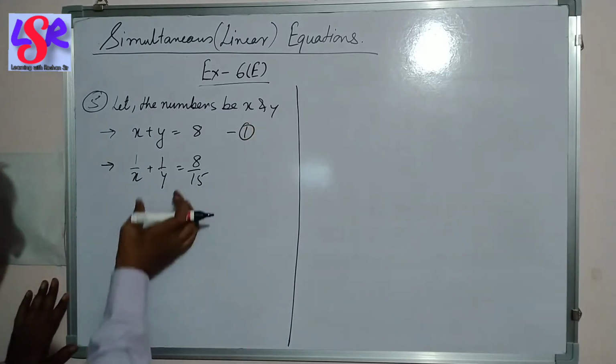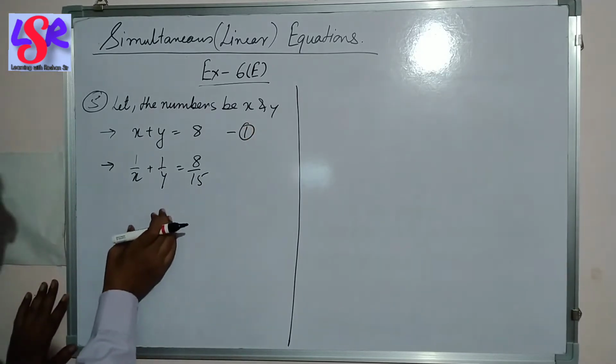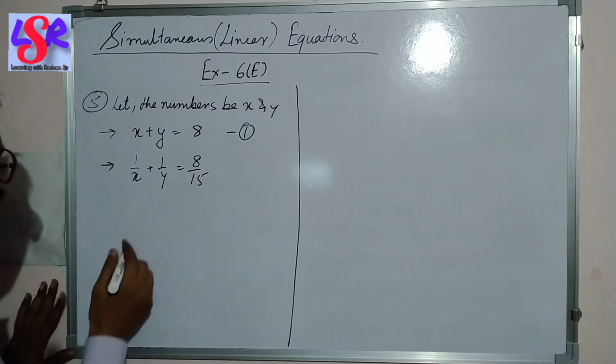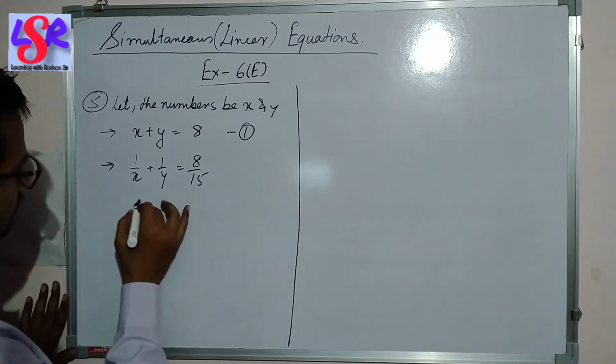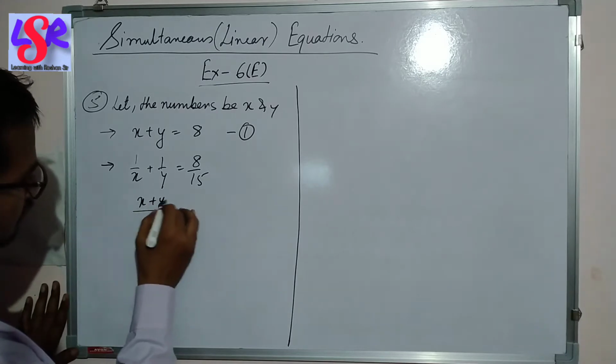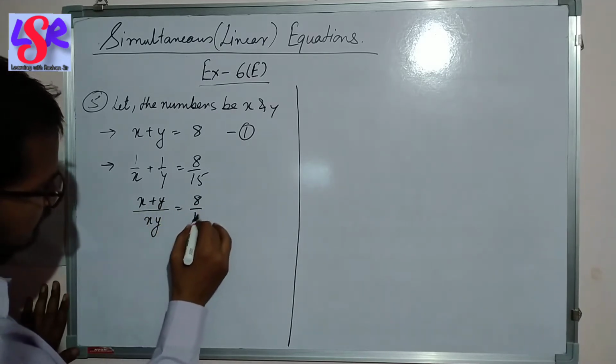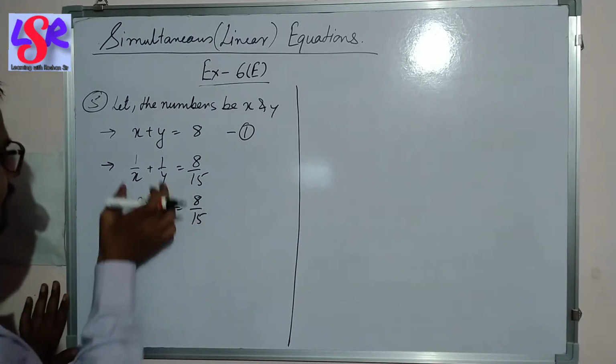And to get the second equation, here take the LCM of these two, and this will become (x plus y) upon xy equals 8 by 50. Now here we can place the value of x plus y over here.